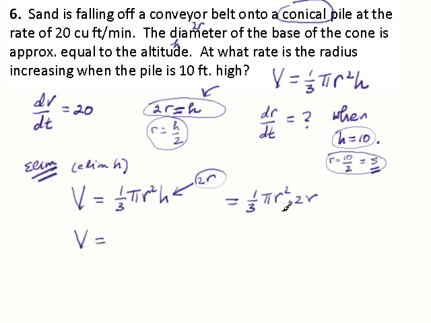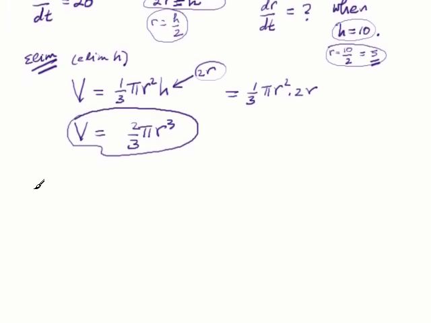So we have our volume is equal to 2/3 pi r cubed. Okay, that's the eliminate step. And now we're ready to differentiate with respect to t, and then we're going to have a formula that has dV/dt in it and dr/dt, and we'll be able to figure out what dr/dt is. All right, left side we have dV/dt is equal to 2/3 pi, differentiate, bring down the 3, r squared, chain rule, dr/dt.